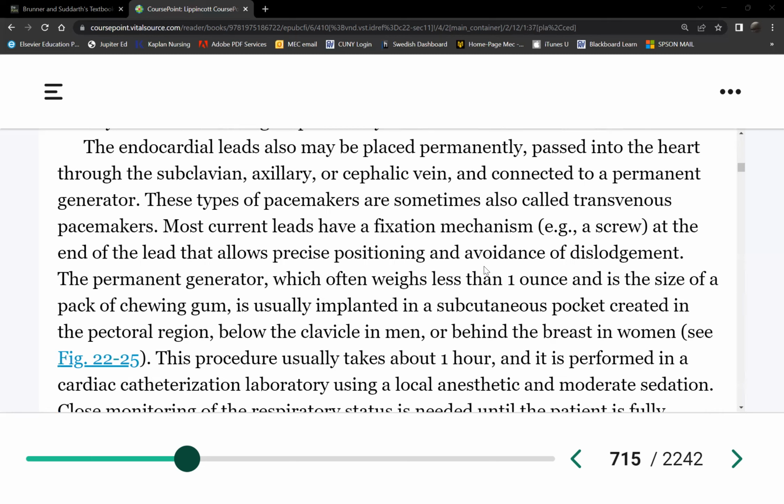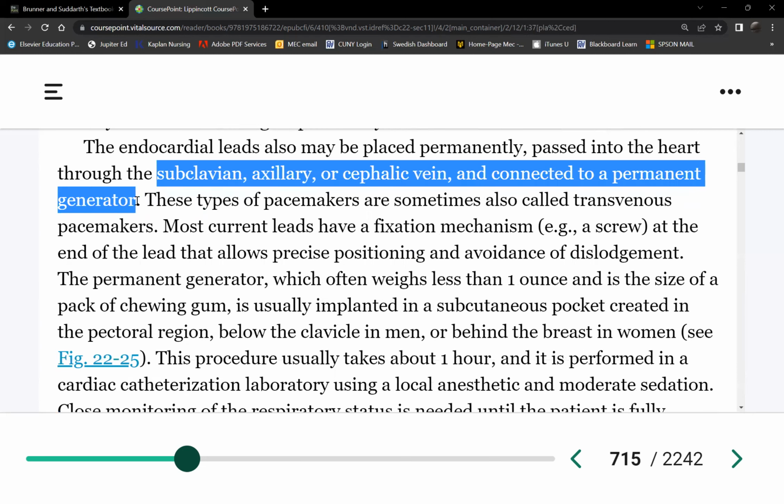When we say permanent, the pacemaker is implanted under the skin, usually on the left upper side of the chest, and the electrodes will be passed into the heart through these vessels right here, and then it will stay inside the patient's heart, usually in the ventricles. Okay. So we have permanent, which is by the word itself, permanently implanted.